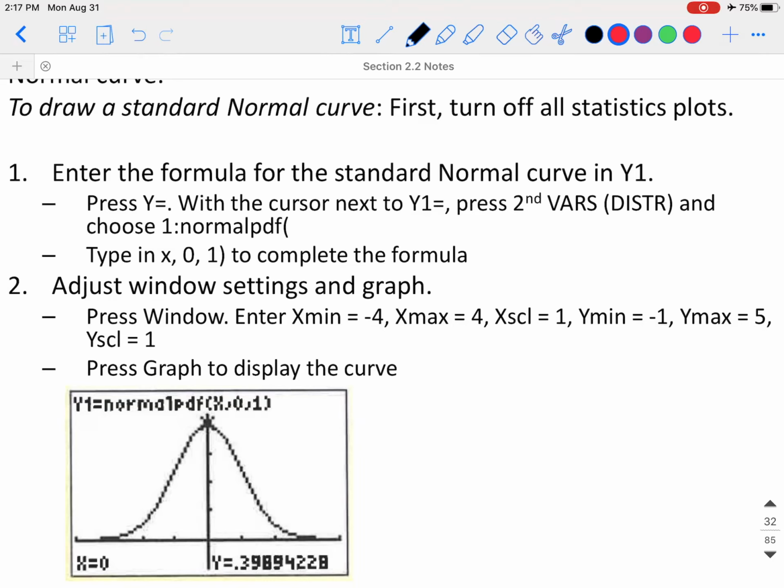Our y-min is -1. Nothing should fall below the graph, so this should get us just a little bit below our lowest point. Our y-max is 5 and the y-scale is 1. If you press graph, it will display the curve.